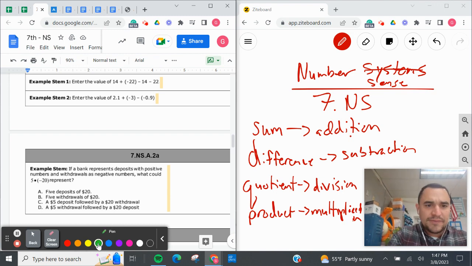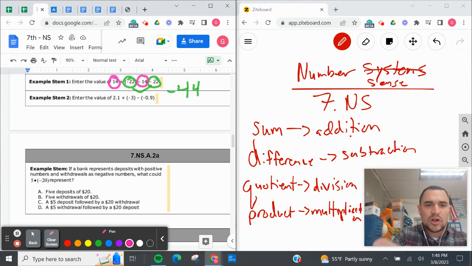All right, so it says enter the value of this. So we have a negative 22 and a negative 22. Those together are going to equal negative 44. And then we have a positive 14 and we have a negative 14. So all I'm doing is circling my terms. That is going to be 0. Those cancel out. So our answer should be negative 44.